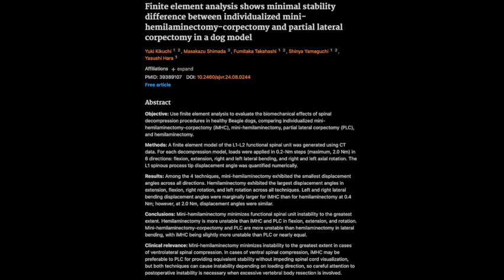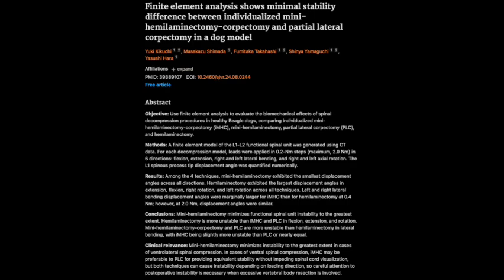So they're really putting this virtual spine through the ringer. They are. And what were they measuring specifically? They measured how much the spine moved in each direction for each of the techniques, so they could compare them directly. Exactly. Interesting. And what did they find? Well, the mini-hemilaminectomy, the MHL, showed the least amount of movement in every direction. So it's the most stable.